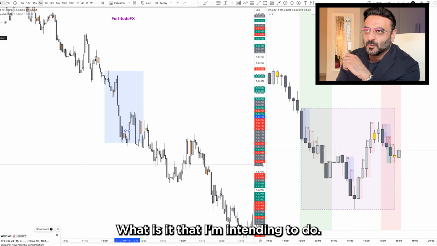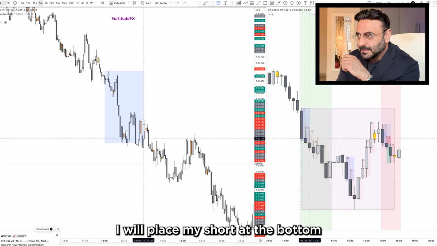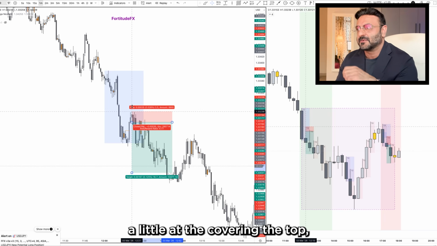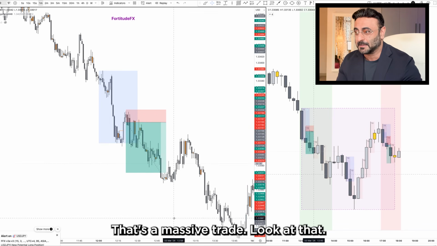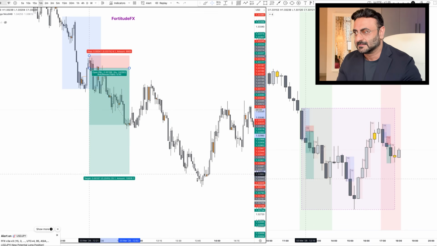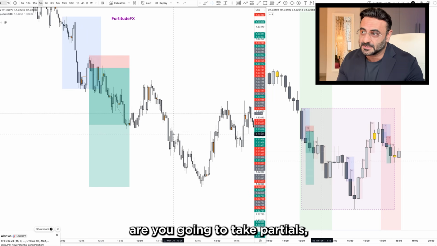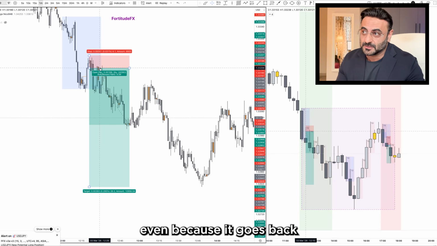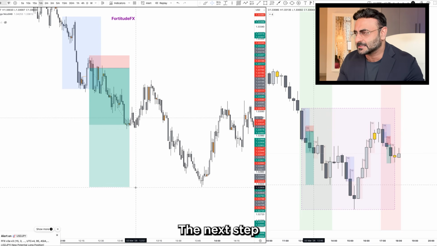At this point in time, what is it that I'm intending to do? I will place my short at the bottom of this candle with a stop loss covering the top, maybe giving it some buffer, 3.5 pips or maybe 4 pips, and that's your trade. That's a massive trade. Look at that. That's almost a 10-hour trade, right? Are you going to hold it for 10 hours? Are you going to take partials? Or would you have been taken out at break even because it goes back and breaks you out, right? So that is trade management. That comes to you.